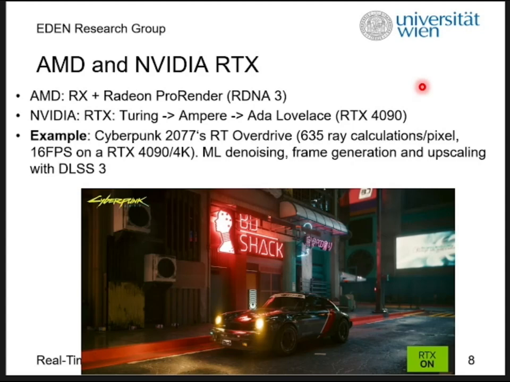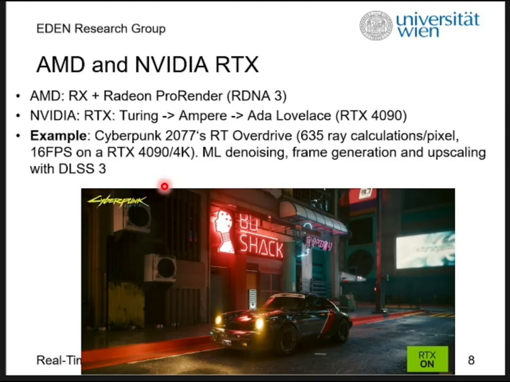And still, if you only use ray tracing here, you will be stuck at 16 frames per second, obviously at 4K. So obviously that's not really an option. 16 frames per second is not good enough. So what you can do, again, fake away and use machine learning for denoising, for frame generation and synthesis, and of course upscaling. And that is what DLSS 3 and 3.5, the newest version, actually do.